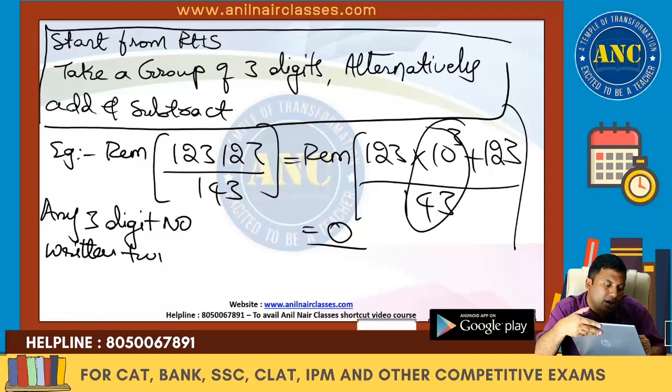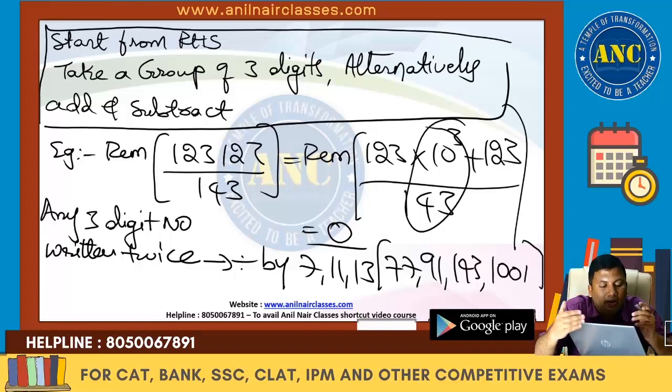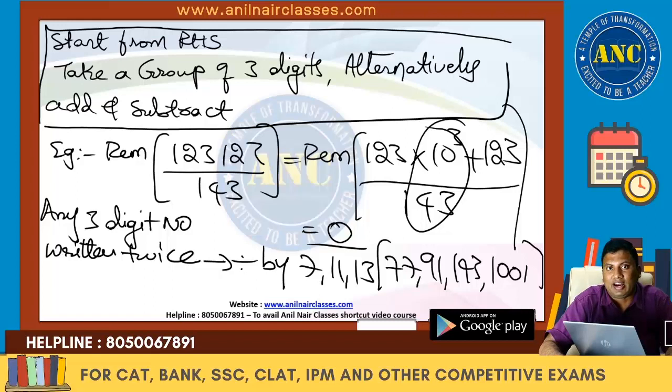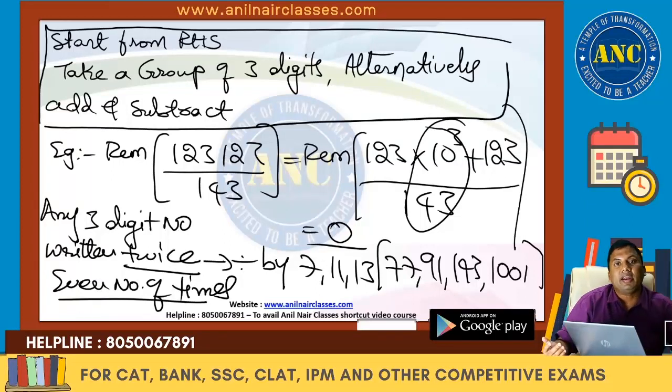Any 3 digit number written twice is always divisible by 7, 11, 13 and its combinations. This one is very important. Start from the right hand side, take a group of 3 digits, alternately add and subtract to get the divisibility rule for 7, 11, 13. Another beautiful conclusion is any 3 digit number written not only twice, but an even number of times, is always divisible by 7, 11, 13. When I say it is divisible by 7, 11, 13, the remainder will be 0.